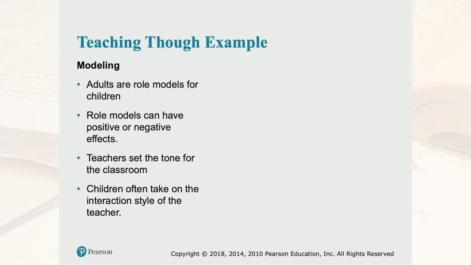So again, we want to be proactive. We want to teach appropriate rules, have clear expectations, and set the tone for appropriate classroom practices. It's really important for teachers to develop good relationships with the children. So often children take on the interaction style of the teacher, and that is because of effective role modeling in most situations.